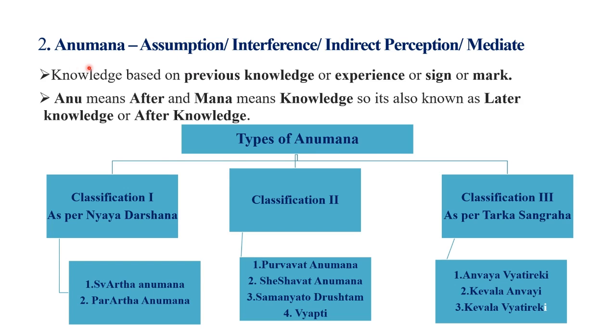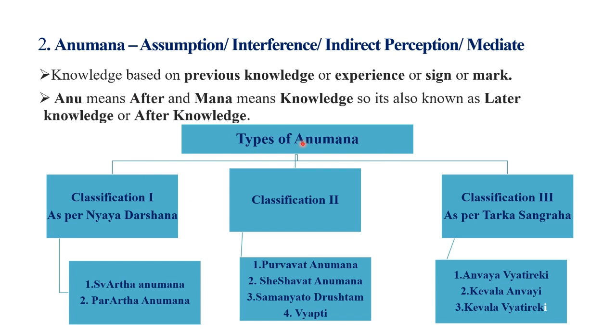So what does Anumana exactly mean? It means knowledge based on previous knowledge or experience or sign or mark. Whatever knowledge we have got in the past, on the basis of that we try to understand the present. Now, Anu means after and Mana means knowledge. So it is also known as later knowledge or after knowledge. Whatever knowledge we have got in the past will be called Anumana.